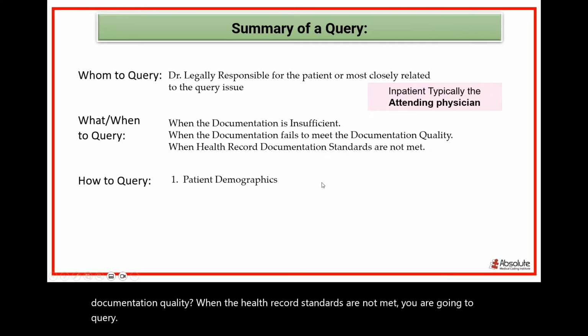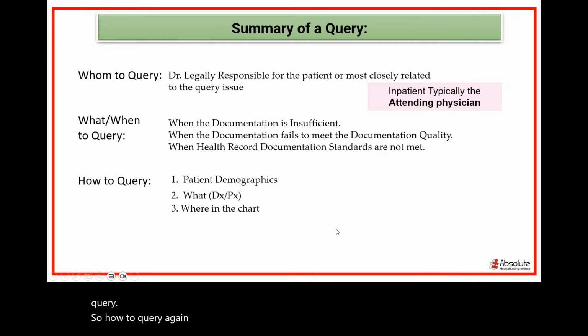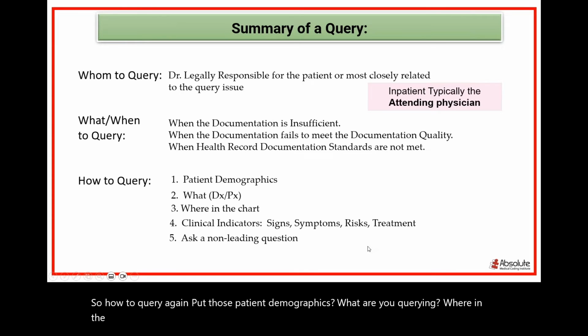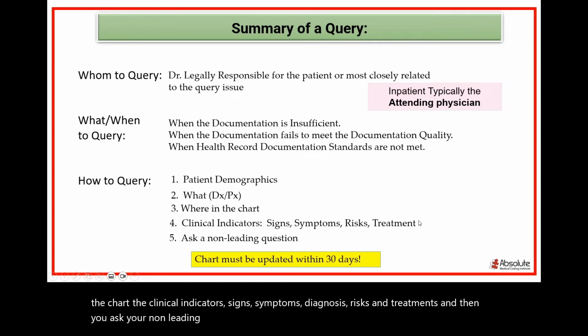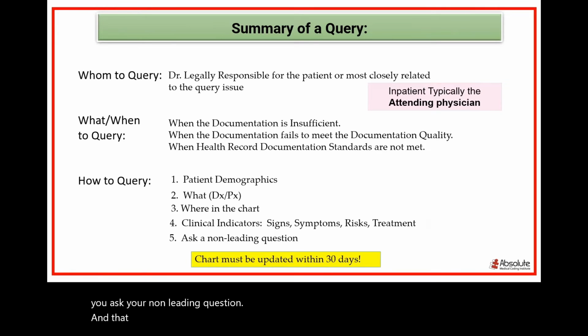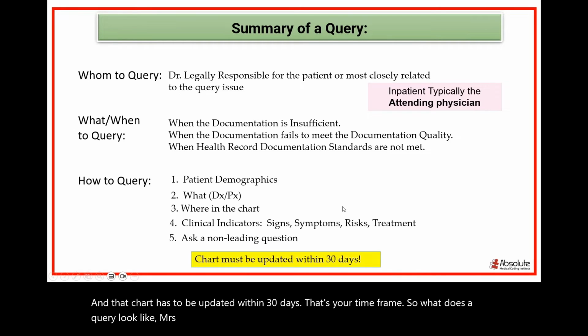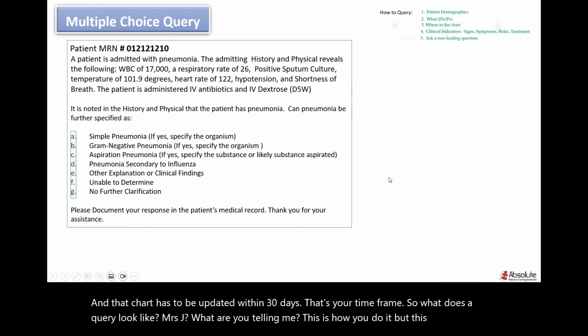So how to query? Again, put those patient demographics. What are you querying? Where in the chart? The clinical indicators: signs, symptoms, diagnoses, risks, and treatments. And then you ask your non-leading question. And you know that chart has to be updated within 30 days. That's your time frame. So what does a query look like? This is how you do it, but this is what it should look like.